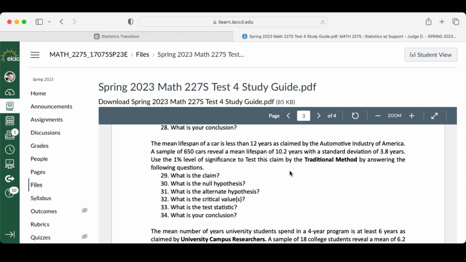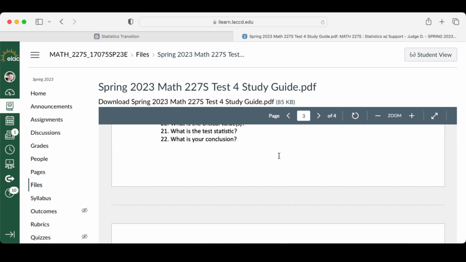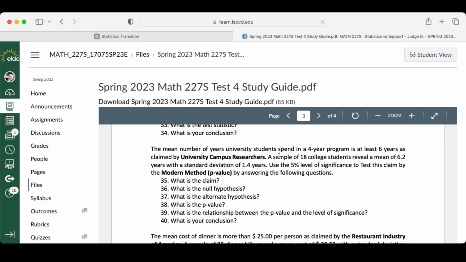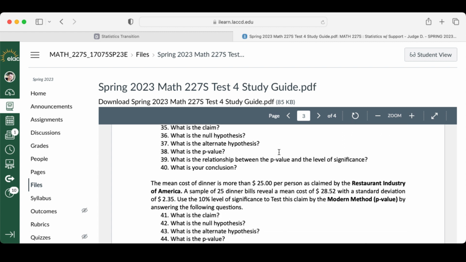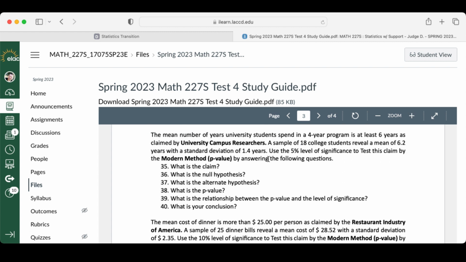And also, if you said, well, what happens with the p-value? I'm asking you the same questions here, right? What's the claim? What's the null hypothesis? What's the alternate hypothesis? What's the p-value? What's the relationship between the p-value and the level of significance? P is less than alpha or P is not less than alpha. And then what is your conclusion? So I'm asking you all the little pieces of information that we've talked about.